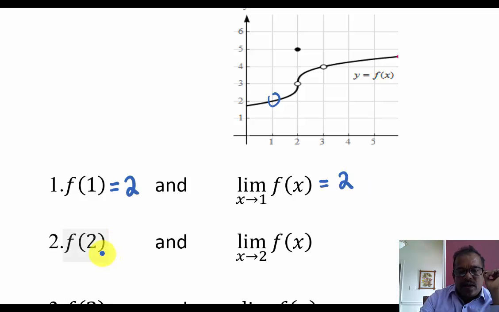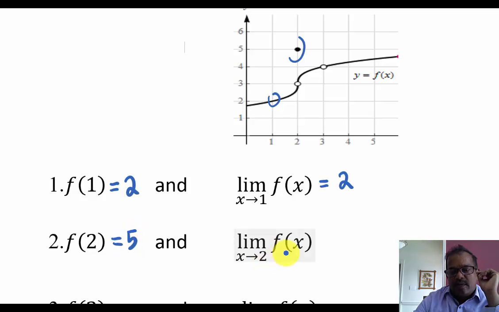And the second question, f of 2. The function value when x equals 2. As you see here, this is a hole and there's a point here. So at x equals 2, the value is right this one, which is equal to 5. Limit as x goes to 2 of f(x). As x approaches 2, the graph approaches this point, clearly, which is equal to 3.